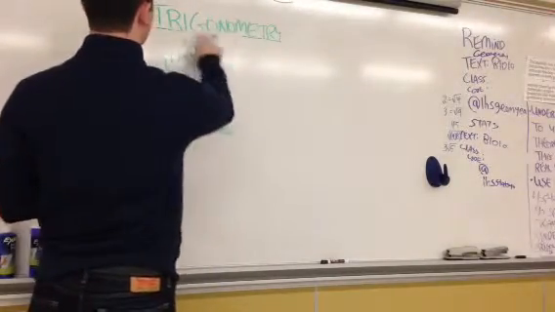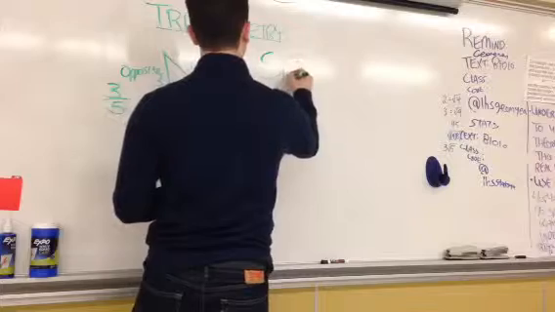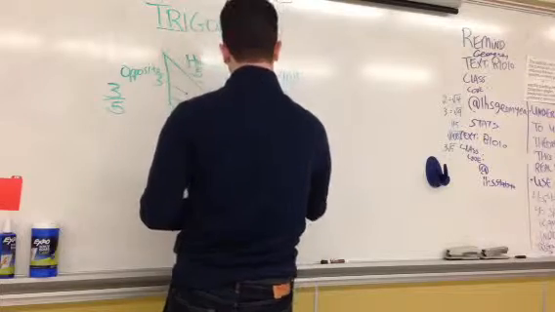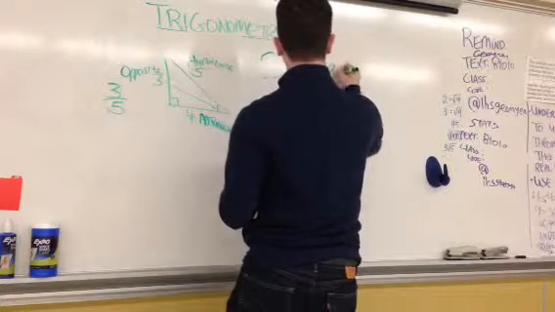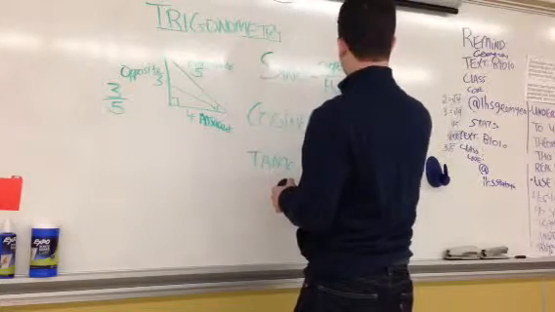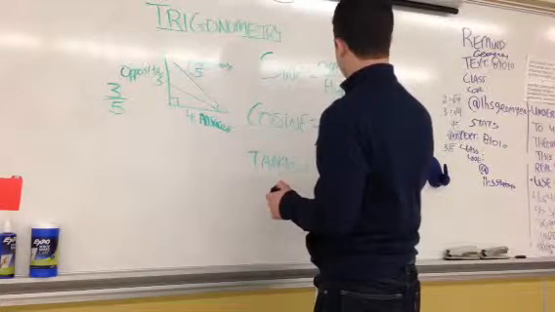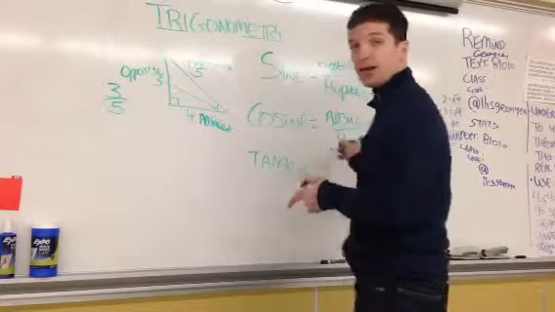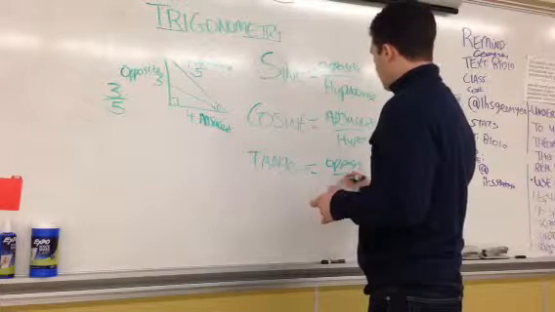Okay, so trigonometry. Trigonometry, we have 3 ratios. We have the sine, the cosine, and the tangent. Sine is defined as opposite over hypotenuse. Cosine is adjacent over hypotenuse. Let's put hypot for short. And tangent is opposite over adjacent.